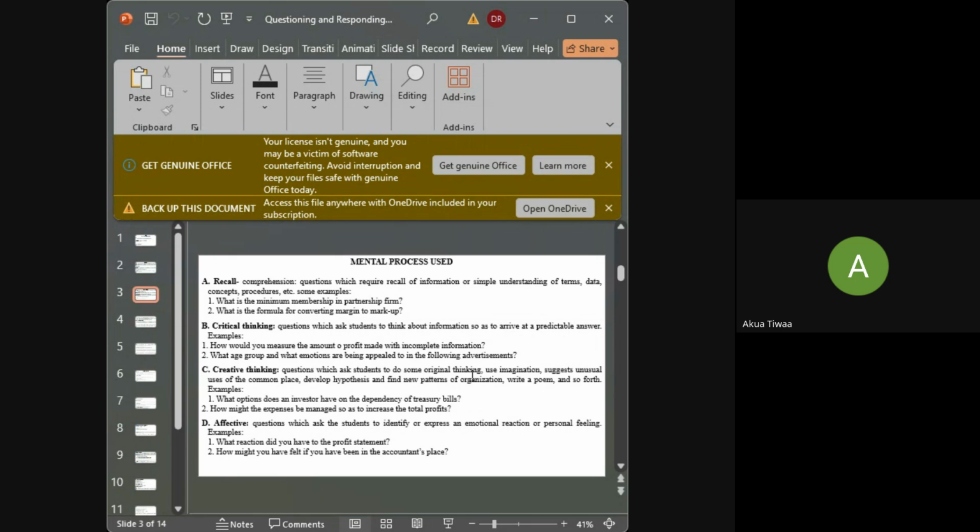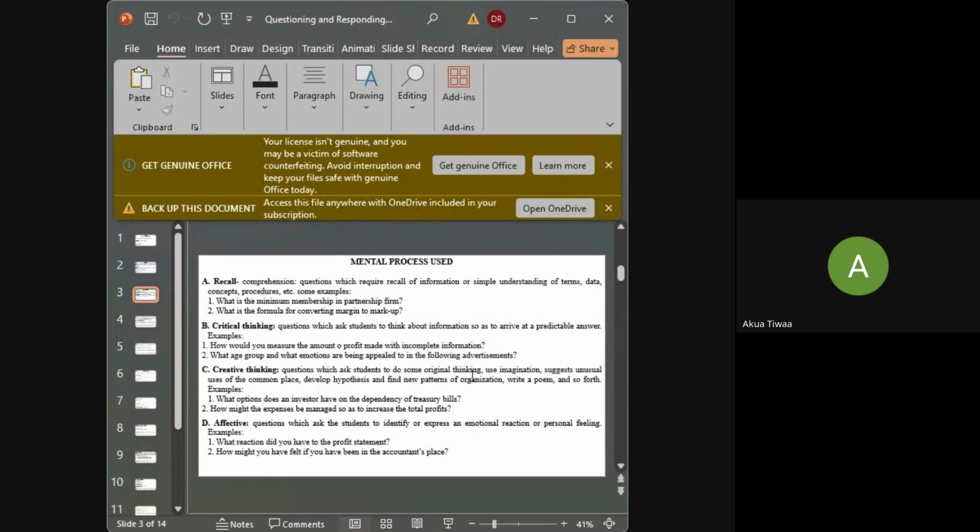And then among the categories, we have the mental process use. So we ask questions because, one, of instructional purpose. When we are teaching, we use questions to guide us to do our things. And then mental process use: we use questions for the mental faculty, mental ability. Sometimes these are recall, critical thinking, creative thinking, and then affective.